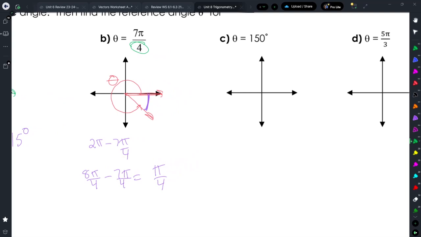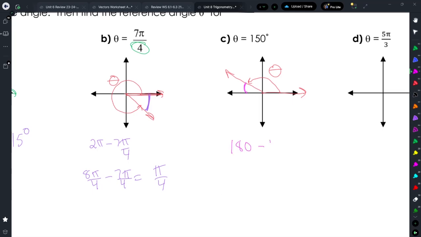All right, the letter C, 150 degrees, again, is almost 180. So this is our theta. And how much more do we need to go? Again, if you know it's 30, then awesome, just write it down. Or you can do 180 minus 150 and get 30 degrees. That would be our reference angle.